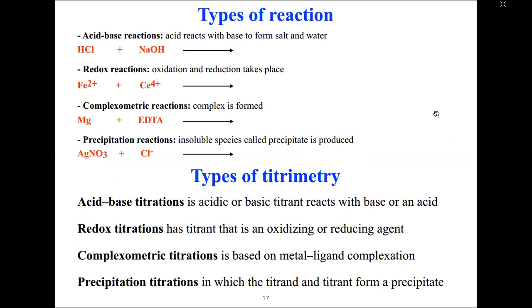Now, before getting into the topic, let's revise this slide one more time. There are different types of reaction, and based on those reactions, you have different types of titration. You are all familiar with acid-base titration, and if you are good at acid-base titration, then all other titrations will be easier to understand, okay? About redox titration, it has the titrant as an oxidizing or reducing agent.